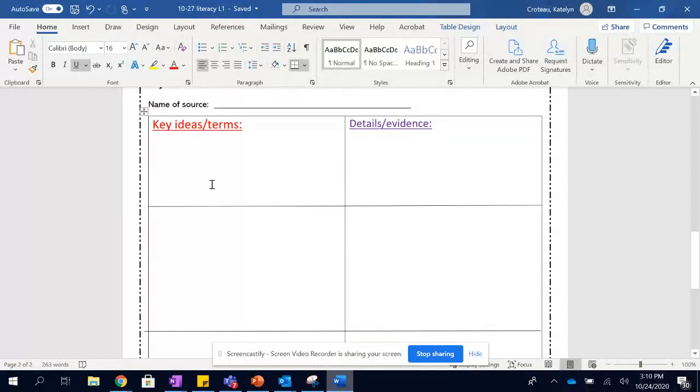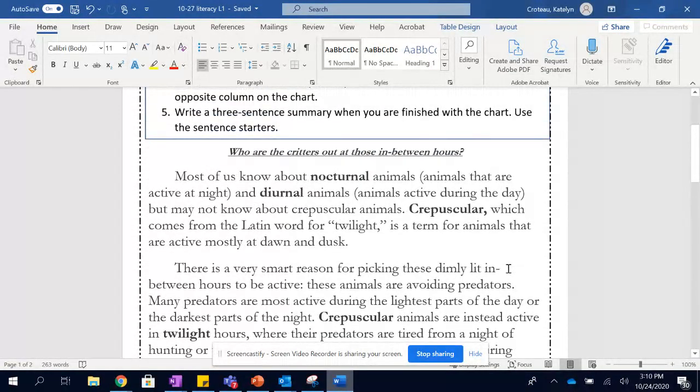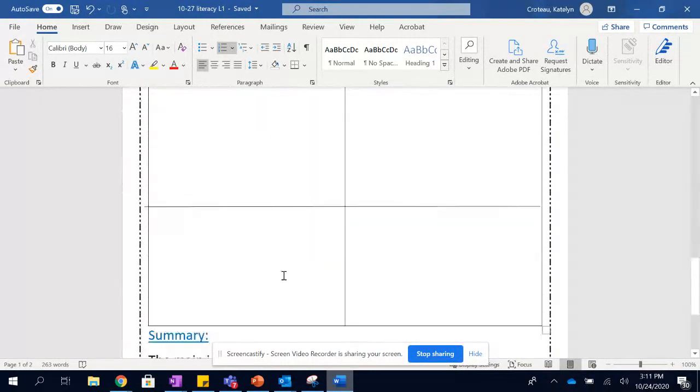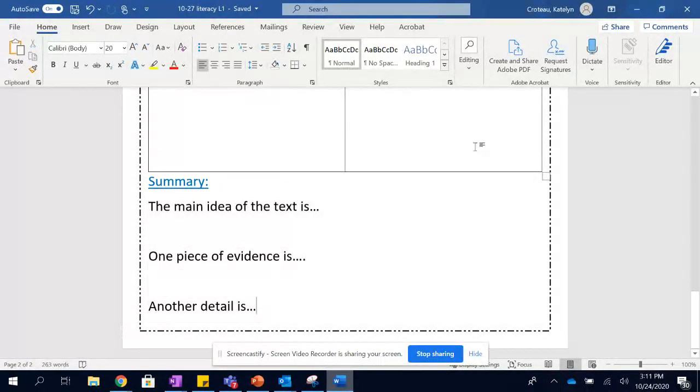And I've split the note taker into 3 parts because there are 3 paragraphs in this text. So if you want to split it up by paragraph, that will make it a lot easier for you. Okay? Then you want to find evidence that matches. Oh, I already said that. Step 5, write the 3-sentence summary. When you're finished with the chart, use the sentence starters. So this is the only time you need complete sentences when note taking, is when we write our summary statement. And you can use what you came up with in the chart to help you formulate these ideas.